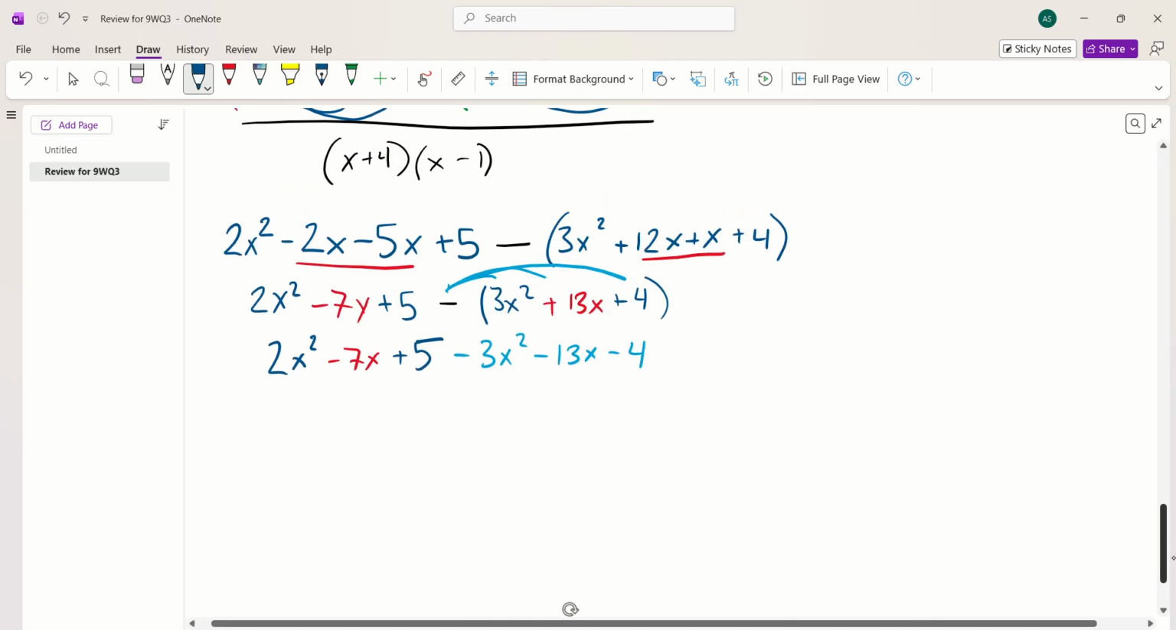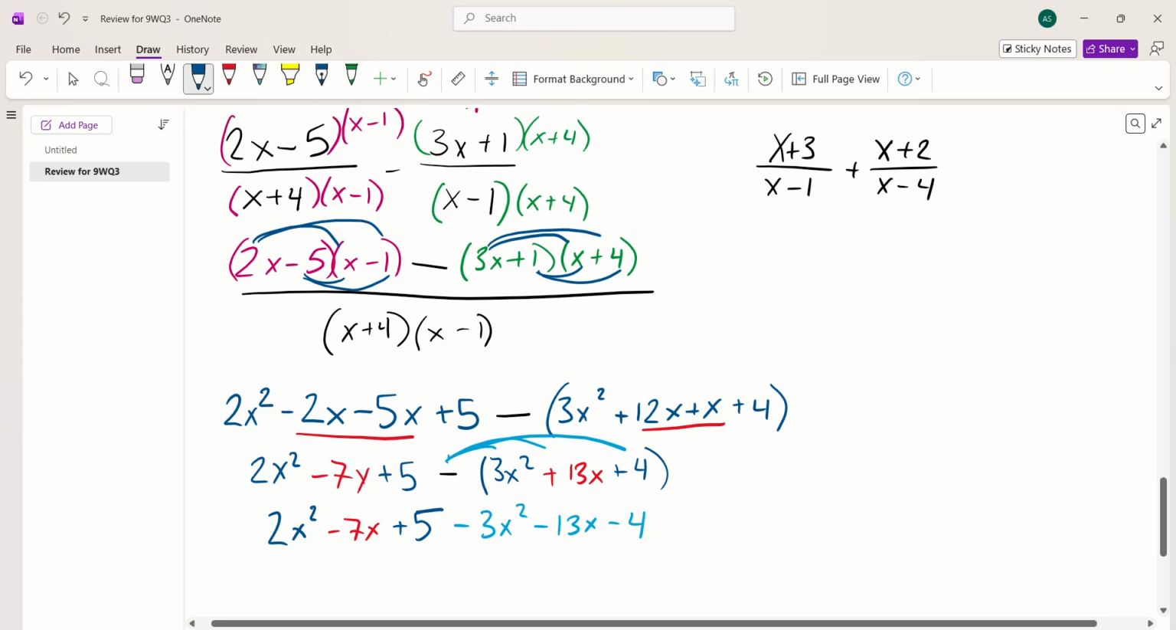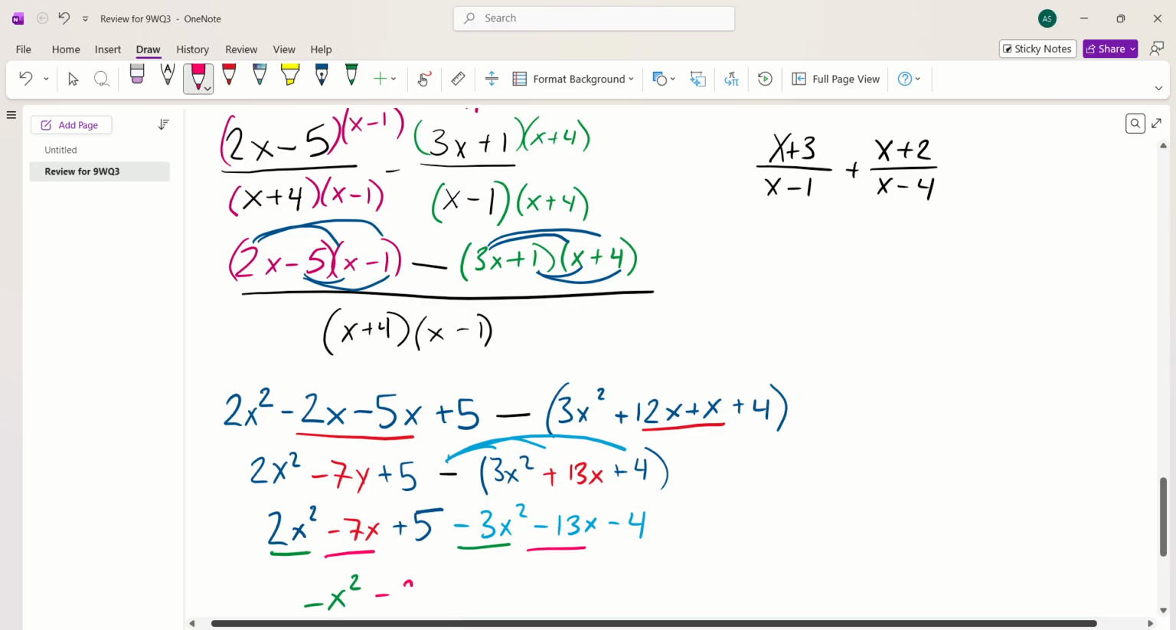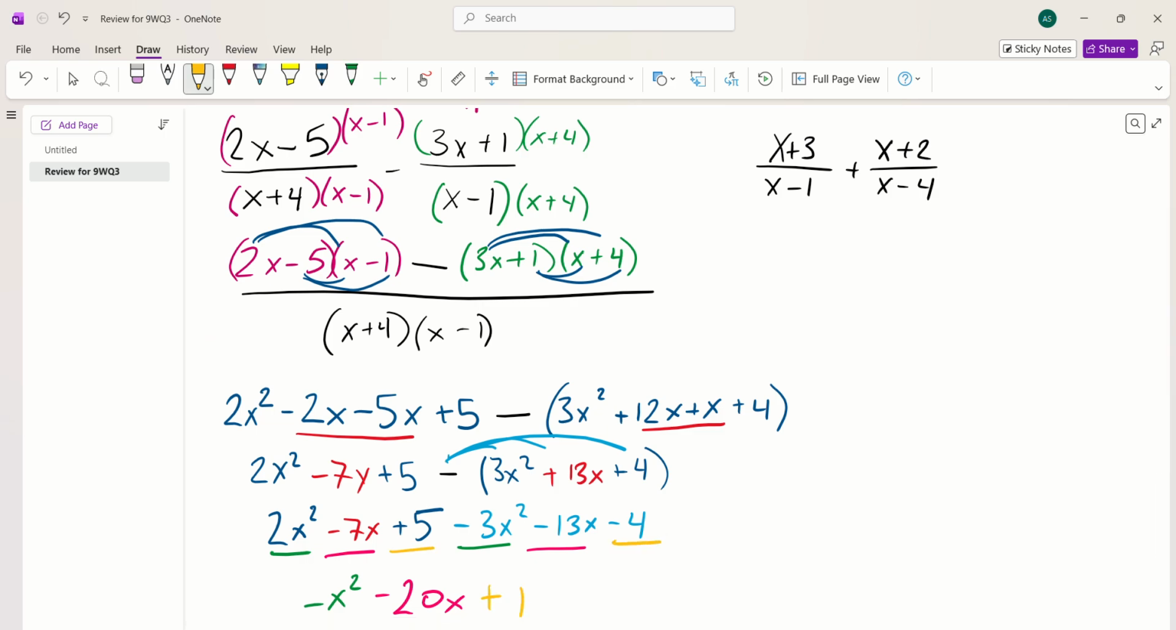Awesome. Okay, last but not least, we're going to combine like terms one more time. So I'm going to combine my x squared terms, and I'm going to get negative x squared. I'm going to combine my x terms, and I'll get negative 20x. And I will combine my number terms and get plus 1. So your final answer is negative x squared minus 20x plus 1.